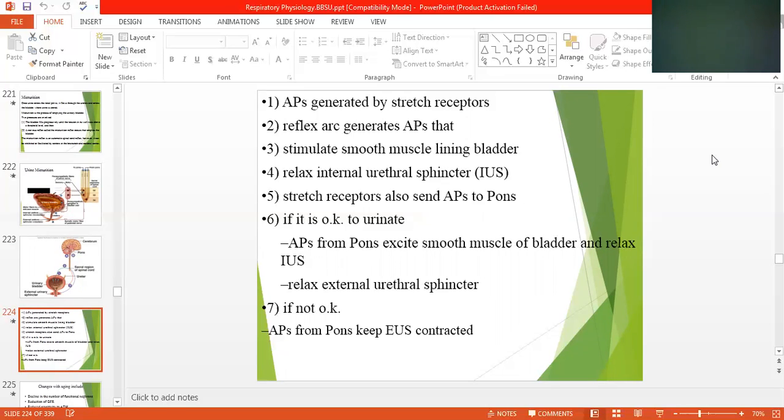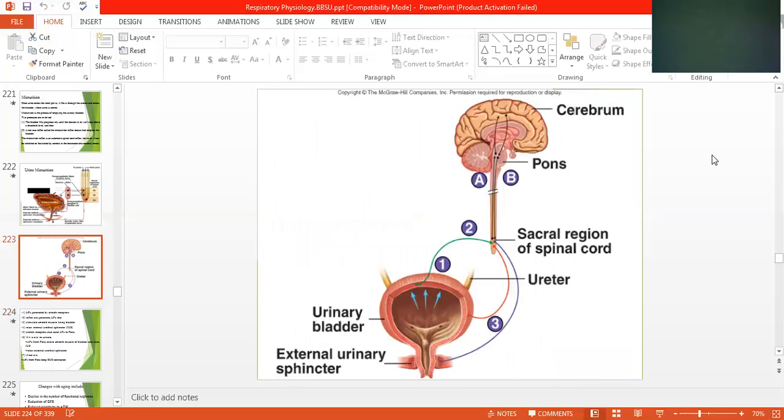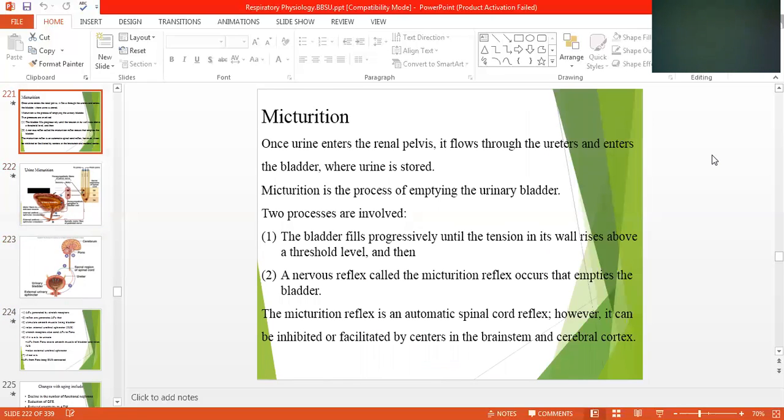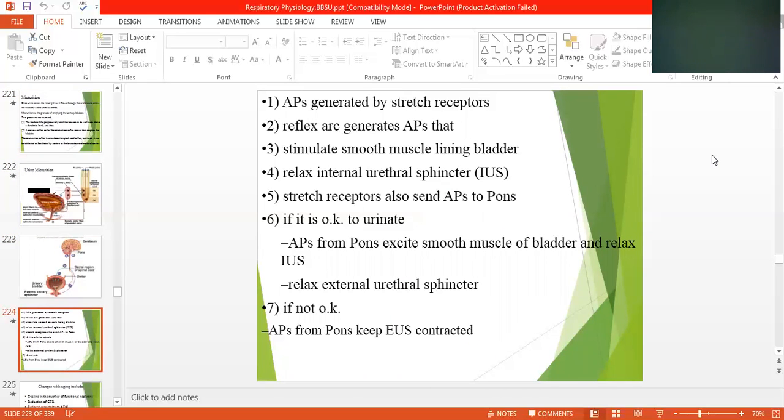AP generated by the stretch receptor, reflexes are generated that stimulate the smooth muscles lining the bladder and relax the internal urethral sphincter, IUS. Stretch receptors also send AP to the pons.